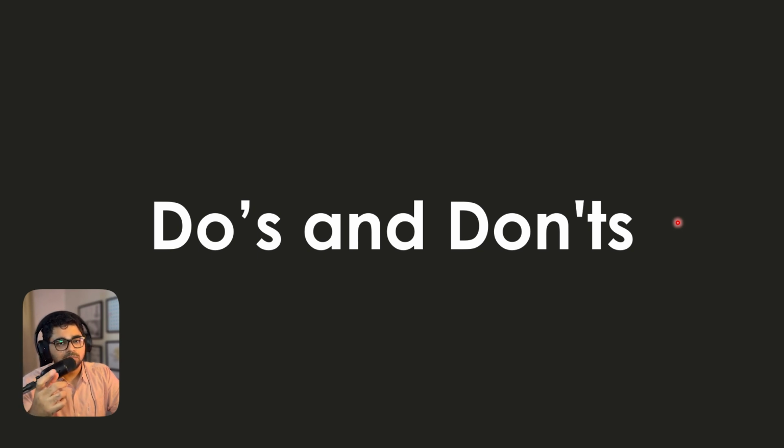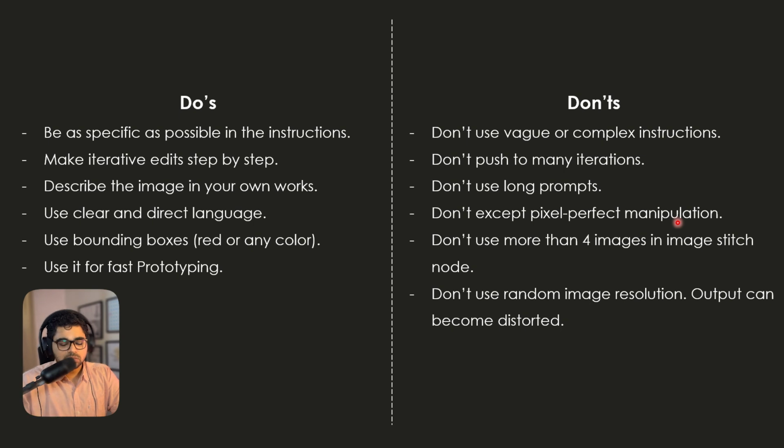this particular model. So the do's are: be as specific as possible in your instructions. Whenever you tell it, be specific. You need to give a paragraph. Then make iterative edits. Don't tell it 5 things in one image. Like, don't tell it to add a suit plus be on a beach plus be at night. It will not do it. Take the first step, second step, third, fourth, and so on.